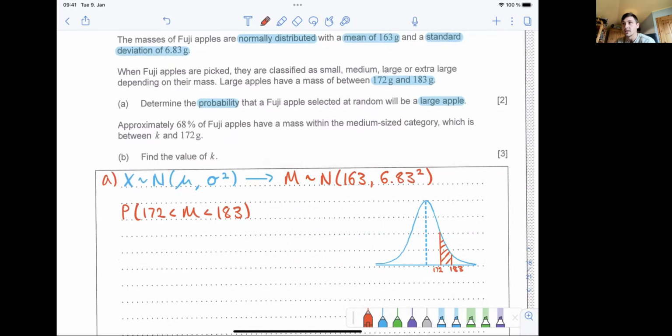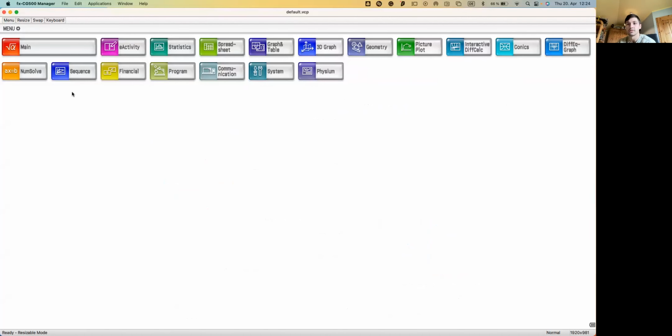And so once again, your calculator is going to do the majority of the heavy lifting here. I will show you how to do it on the fx-CG500 calculator. Though if your calculator is different, I urge you to do a little Google or YouTube search of how to do a normal distribution on your specific model of GDC, and there'll be plenty of tutorials up there.